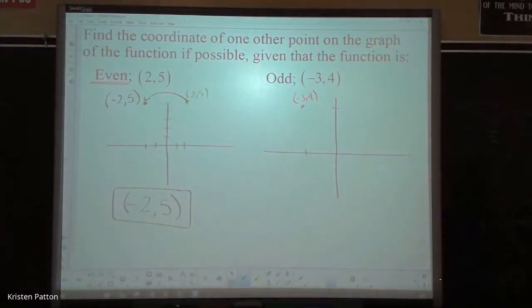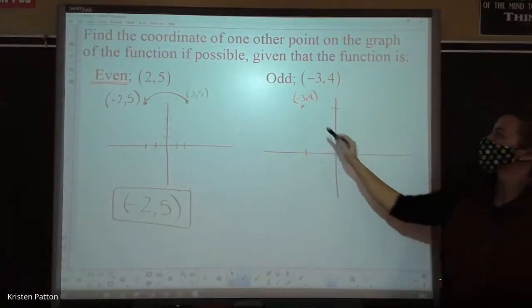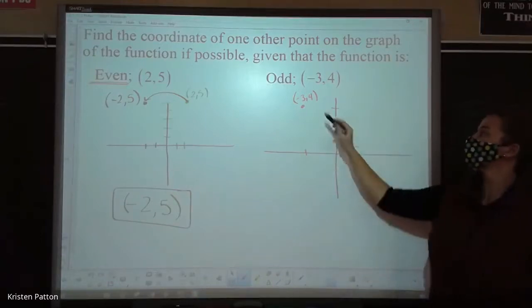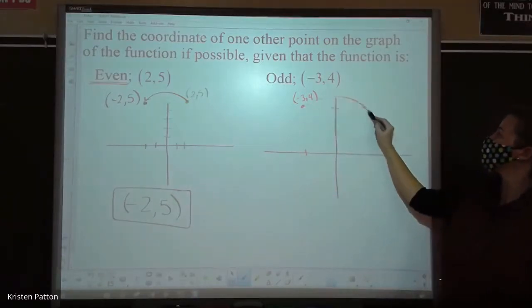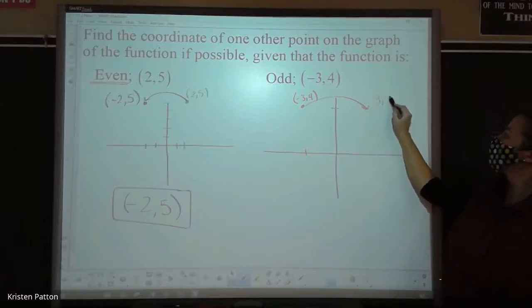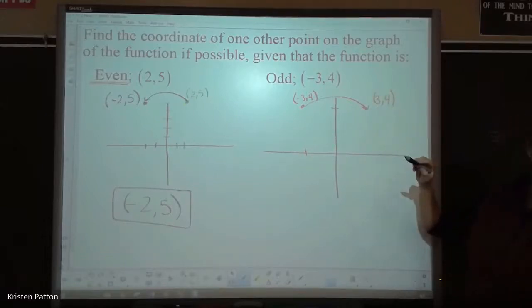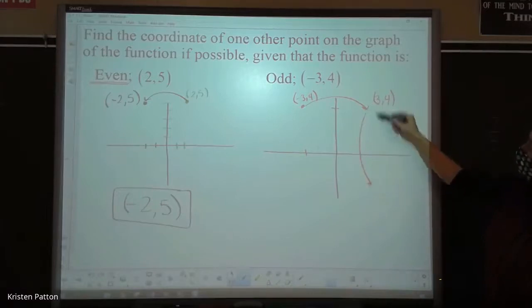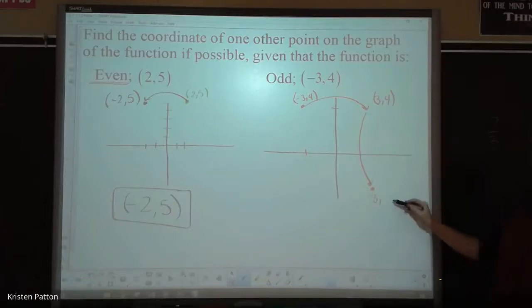Go ahead, Michael. Perfect. We're going to flip this point twice, and then we'll write the answer. But we're going to flip this point across to the other side first to give me (3, 4). That makes it even. To make it odd, we're then going to flip that point down, which would still be a +3. But then when I flip it down, the y changes to a -4.